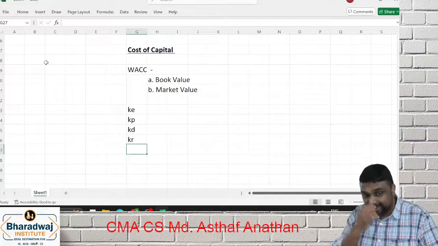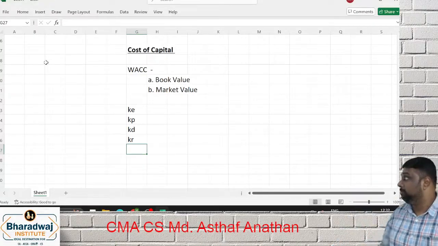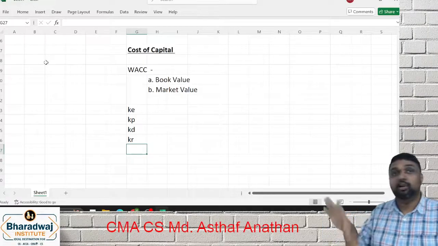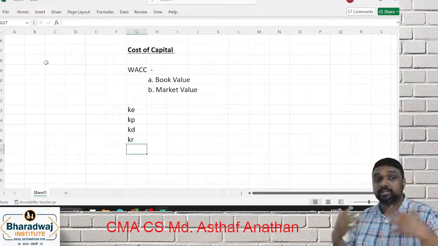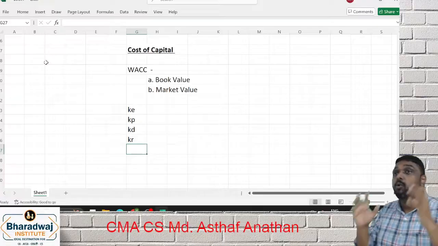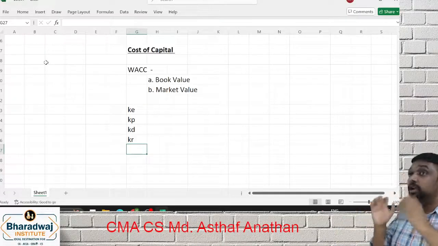So what is our strategy for the revision? I'll revise the formulas very fast for KP, KD, KR. I hope all of you have your notebook with formulas. So you don't have to copy the formulas again, and you get more time, because I will revise very fast. I'll just revise, you can just check it. See, how you can find out the KE. We have discussed the different formulas for KE.